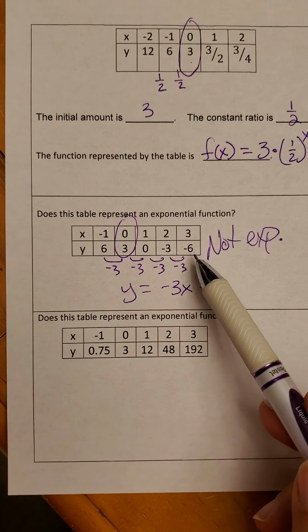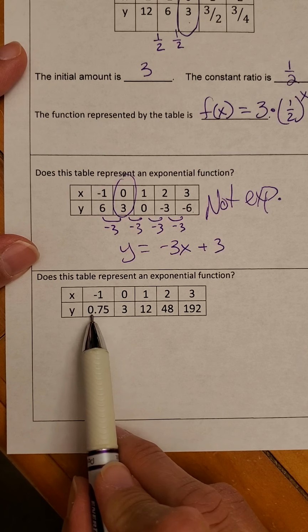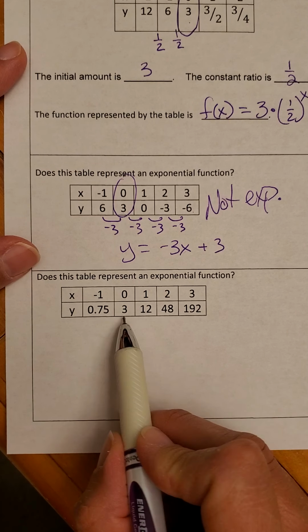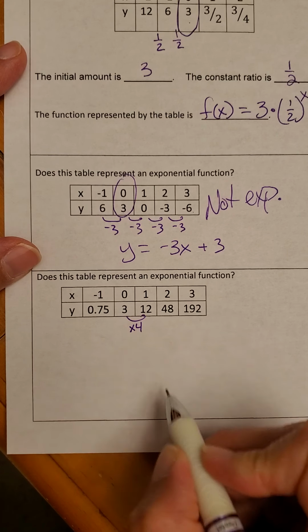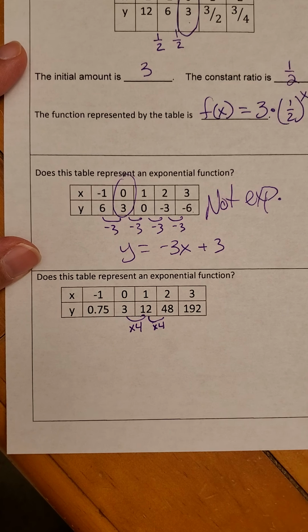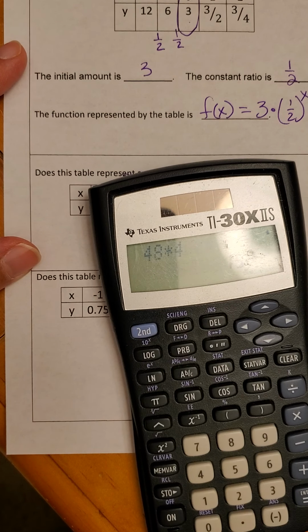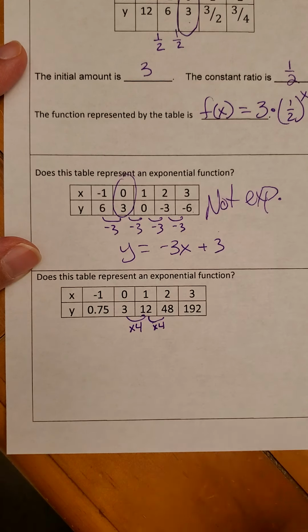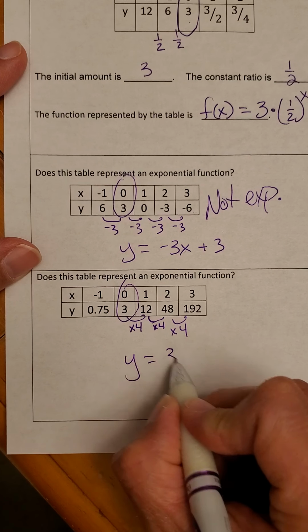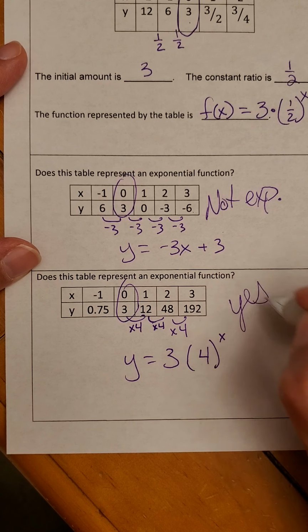Okay, does this one represent an exponential function? Well, sometimes decimals can be kind of tricky, right? So let's say you don't know what 3/4 times what would get you 3. So 3 times what gets you 12? Well, that would be times 4. And then you ask yourself, does 12 times 4 get me 48? Yeah, it does. And then if you don't know, you could say what's 48 times 4? 192. Well, what do you know? It's right there too. And so you could say, what's 0.75 times 4? And it's 3. So now we know that our initial value is 3, and our constant ratio is 4. So yes, this is exponential.